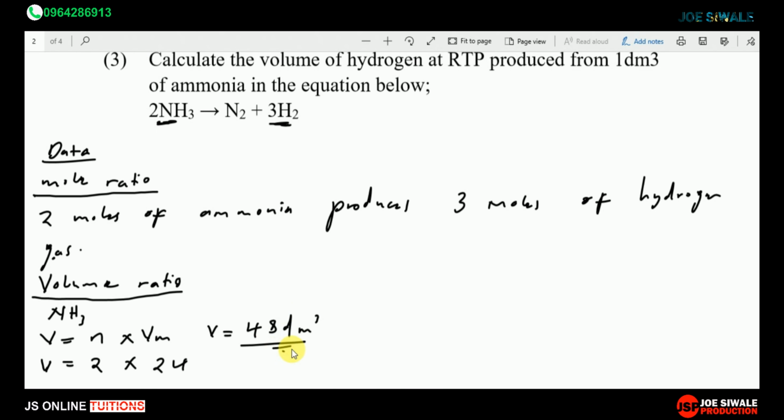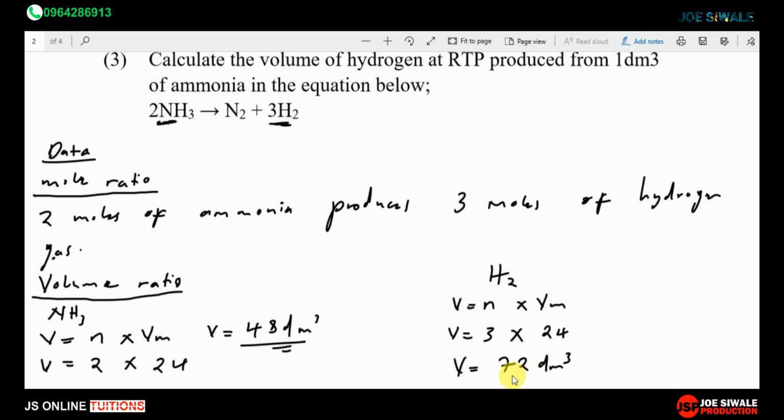Then let us calculate the volume of hydrogen gas. So volume is equal to number of moles multiplied by the molar volume. We have 3 moles of hydrogen gas, so 3 multiplied by 24. So volume is equal to 3 multiplied by 24, that's 72 cubic decimeters.